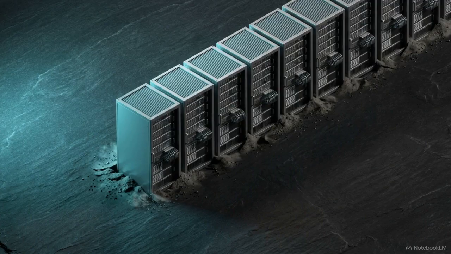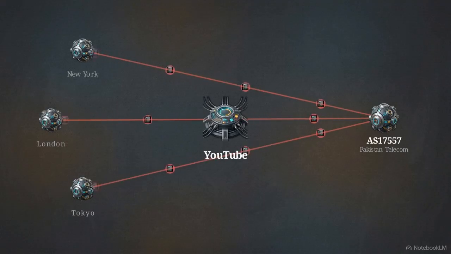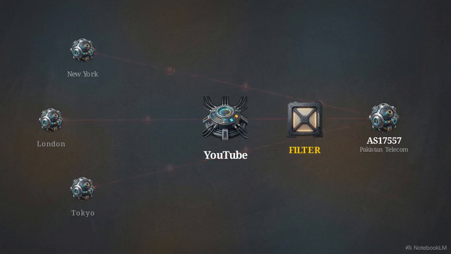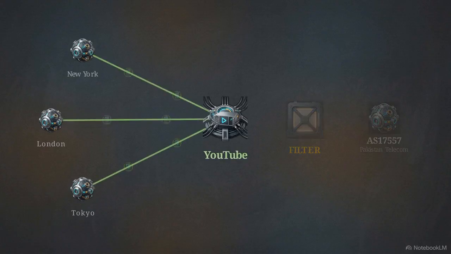Resolving the crisis requires no hardware repairs and no tracing of malicious hackers. It is mathematical warfare fought by shifting numbers across global routing tables. Carriers essentially implement emergency filters to block the rogue announcement from Pakistan Telecom. Global AS paths slowly revert to YouTube's legitimate servers, and traffic flows back to the platform.